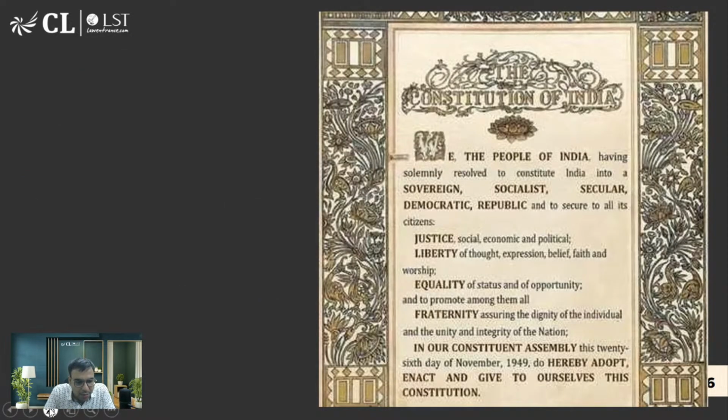अब मैं दिखाता हूँ. Socialist, secular और यहाँ पर integrity. ठीक है. So these 3 words which I have highlighted with red, these 3 were not originally present. They were added later on. Okay, and that is what you should be knowing about.